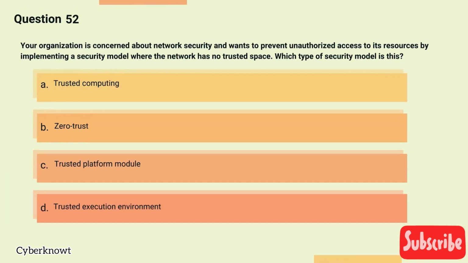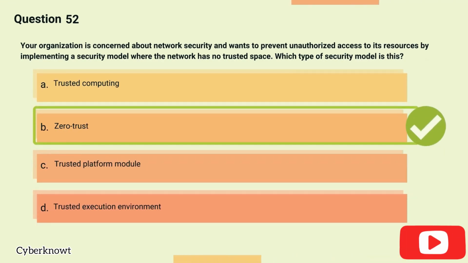Question 52. Your organization is concerned about network security and wants to prevent unauthorized access to its resources by implementing a security model where the network has no trusted space. Which type of security model is this? Option A. Trusted computing. Option B. Zero trust. Option C. Trusted platform module. Option D. Trusted execution environment. The correct answer is option B.